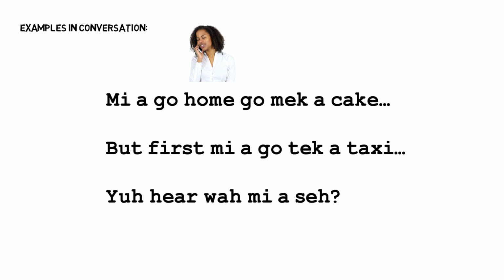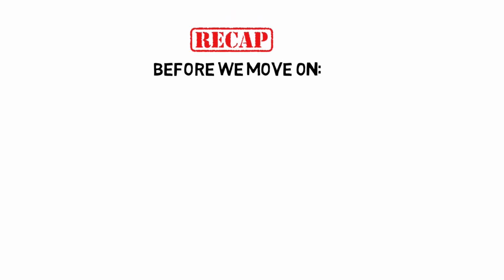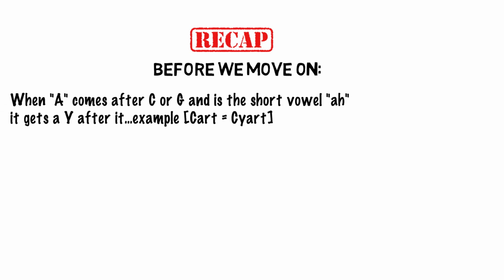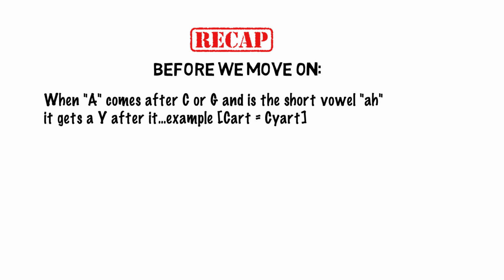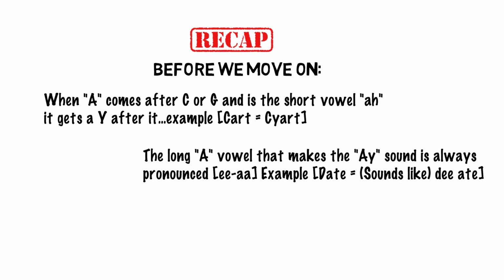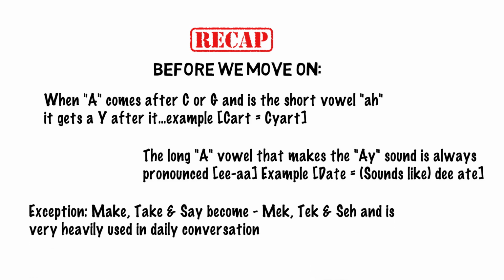This is a good time to pause and review. So to recap, whenever a short A comes after C or G, a dominant Y gets inserted between the two, and it is the more dominant sound that you will hear. For example, cart will sound like "kyart". The long vowel A always makes the EA sound. So for example, the word date would sound like "deat". The exception to the rule is make, take, and say, and they become mek, tek, and se, and they are heavily used in daily conversation.